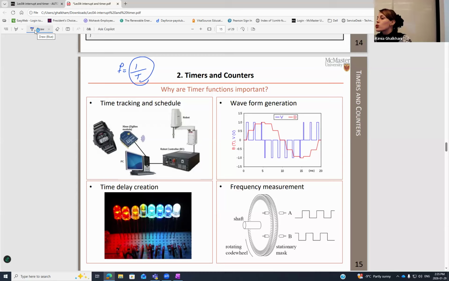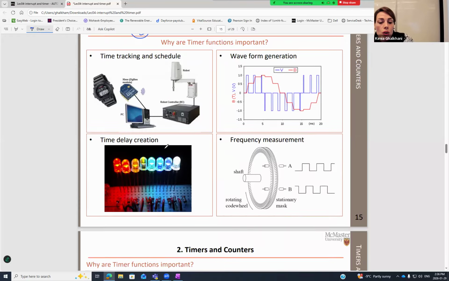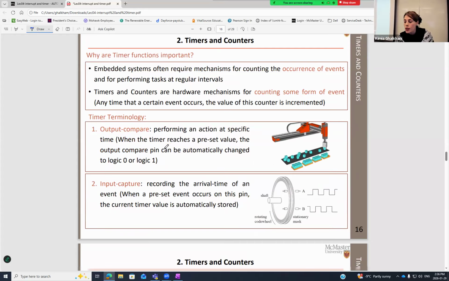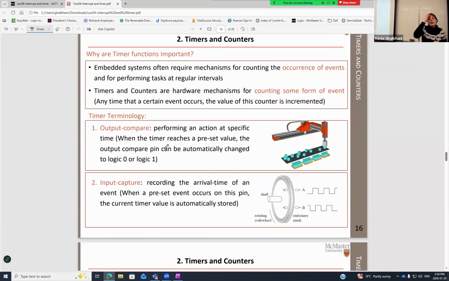That's why we need to have timer and counter in embedded system. I would say it's one of the major components in embedded system, right? So knowing that, you may want to understand how many timers do we have. In fact, we do have two timer structures. One of them is output compare. The other one is input capture.